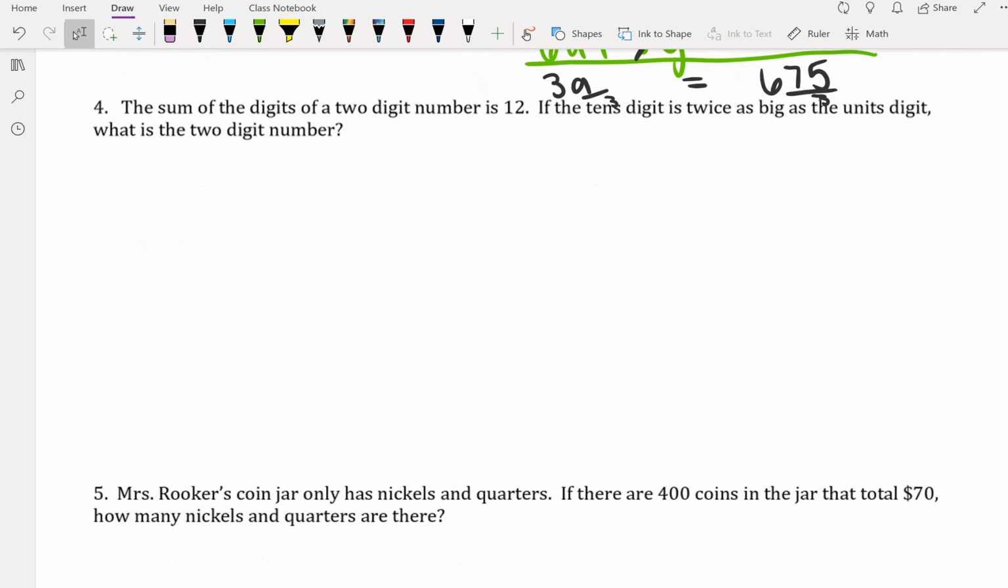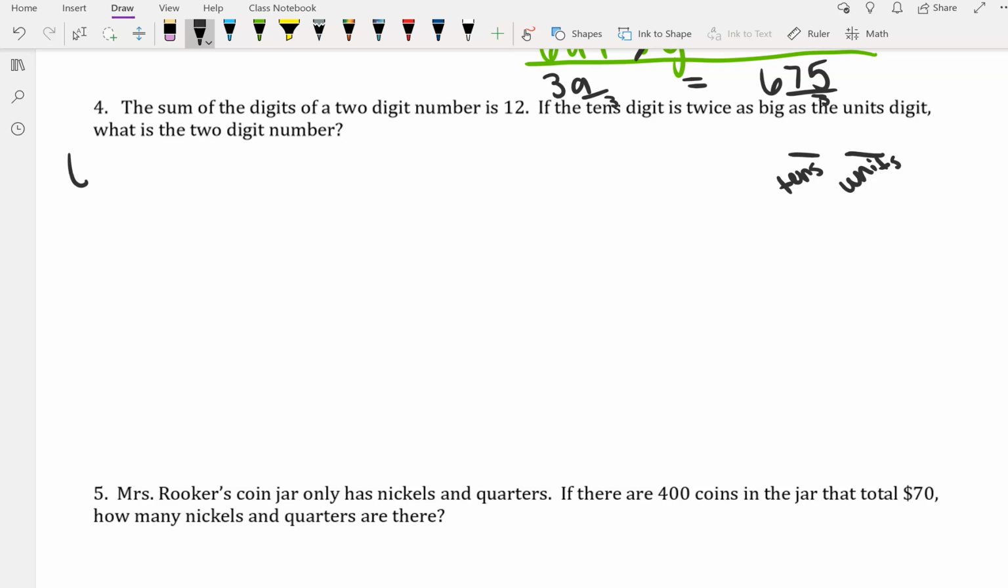Number 4 says the sum of the digits of a 2-digit number is 12. If the tens digit is twice as big as the units digit, what is the 2-digit number? All right, so we have a 2-digit number. For example, it could be like 82. That's a 2-digit number. We don't know what it is, but we know that it's got a tens digit and a units digit. Units digit is also called the ones digit sometimes. So we have a tens digit and a units digit. This is just going to be my blanks that I'll fill in for my 2-digit number.